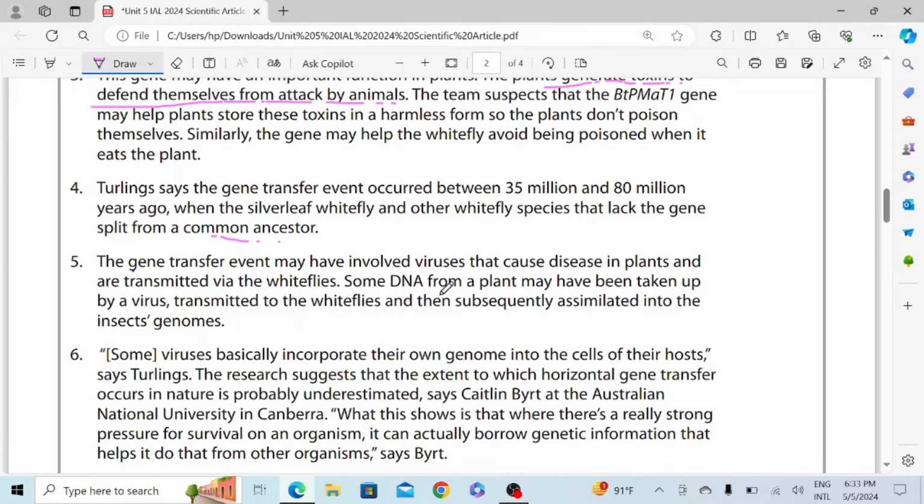So, another important part is that they're talking about viruses. So, when the question of viruses pops up, you must actually look into the chapter that talks about how viruses replicate and the different things about viruses and how they would be transmitting these genes into the whitefly. So you need to learn about those principles.